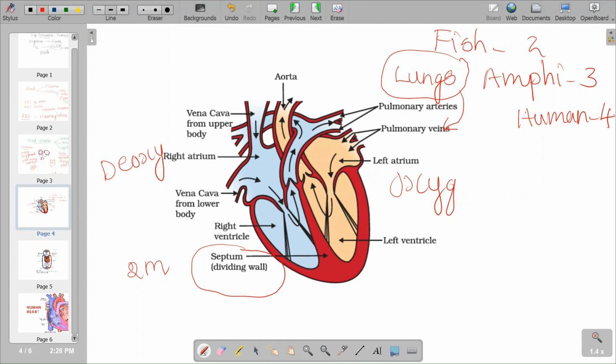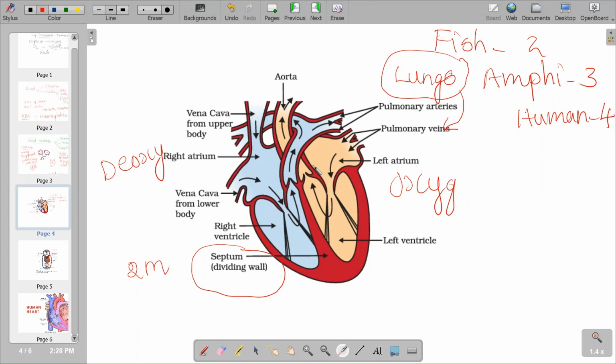So pulmonary veins receive this oxygenated blood from the lungs and bring it to the left atrium. So the veins' function is to bring the blood to the heart. So superior and inferior vena cava and pulmonary veins bring the blood to the upper chambers of our heart. So these two chambers are receiving the blood.